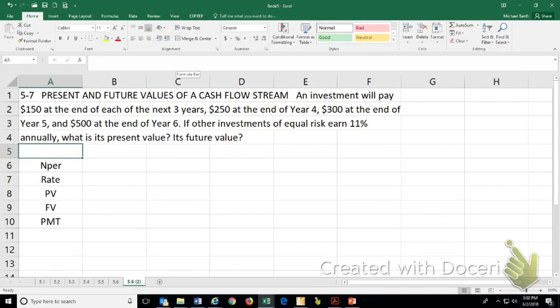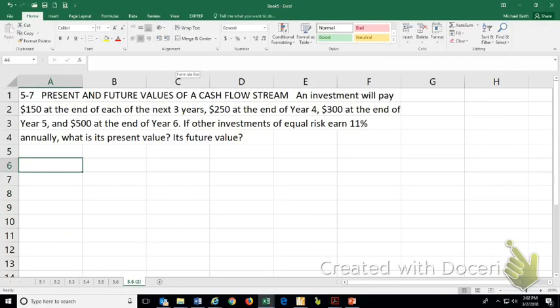Okay. We can't use the shortcuts number of periods, rate, PV, and payment because the payments aren't the same each period. So we don't have an annuity here, but that doesn't mean we can't solve it. The easiest way to get the present value is to use the NPV function. And then once I have the present value, I can convert that to a future value.